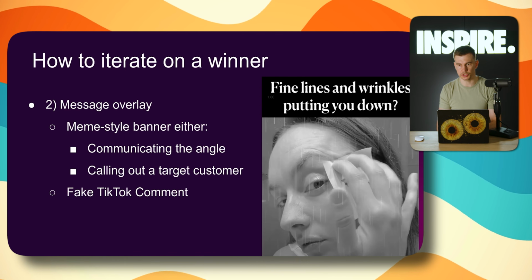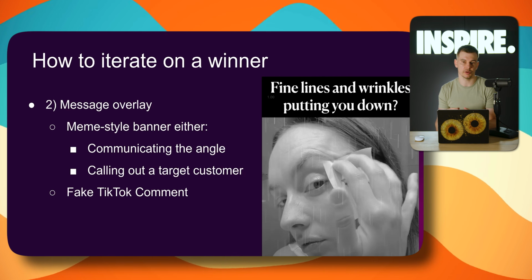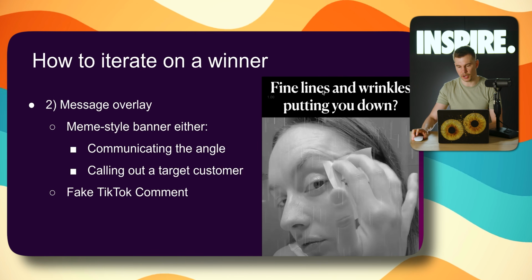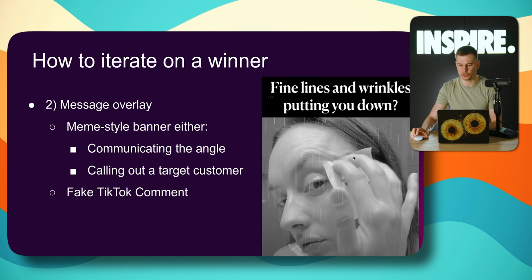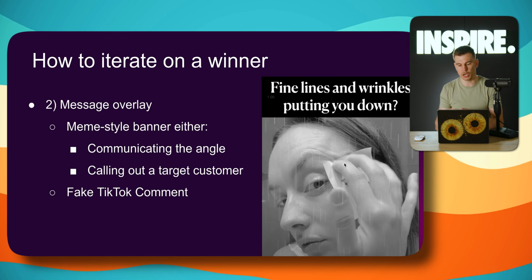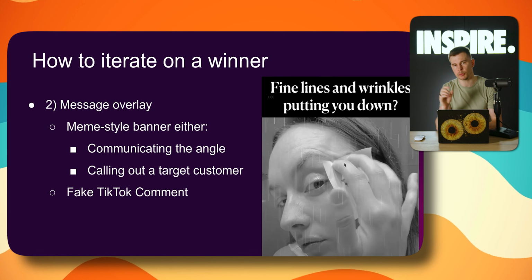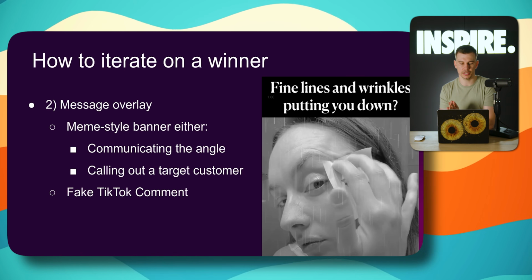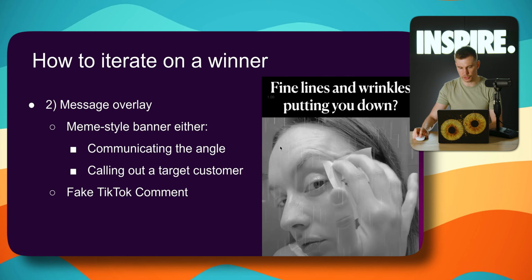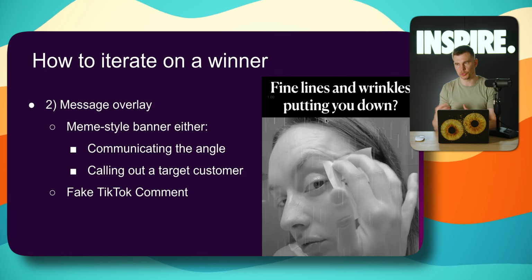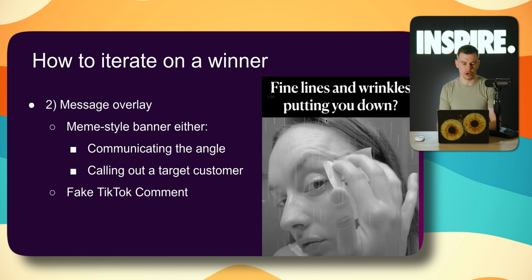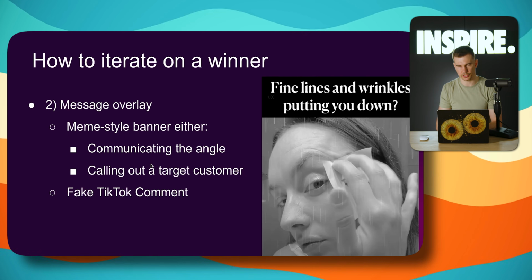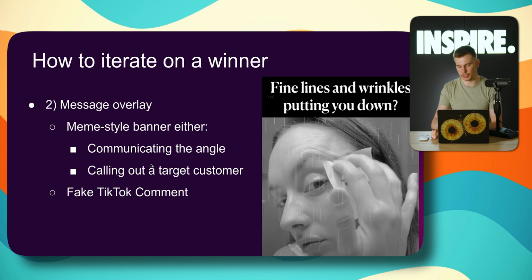Another way to iterate when you have a winning video is to have a message overlay. Number one would be to have a meme style banner. You can see here "fine lines and wrinkles putting you down." This is part of the angle that is mentioned in the video, and now we put that as a banner. You can put it in the first couple of seconds or leave it there for the whole video. The other thing is to have a fake TikTok comment widget, again communicating the angle through the comment. What I found works the best is either communicating the angle or calling out the target customers in those meme styles and comment widgets.